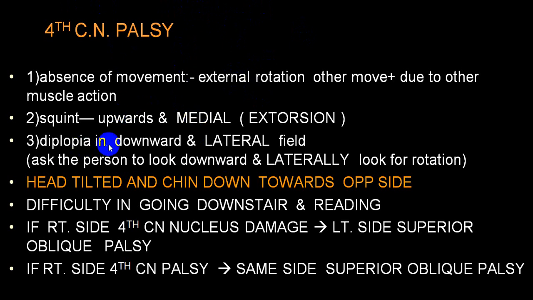Diplopia will be there in a downward and outward field. So when you ask the person to look down and out, the person will have a diplopia. Head will be tilted so that the two eyeballs become the same axis. So the person tries to accommodate by doing this movement, and the person will find difficulty while going down because he cannot move the eye downward. So he will find difficulty in moving the eye downwards and outwards.